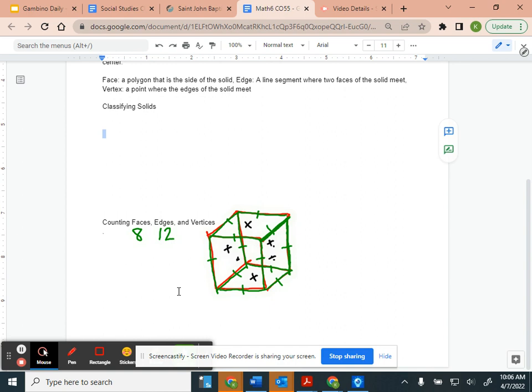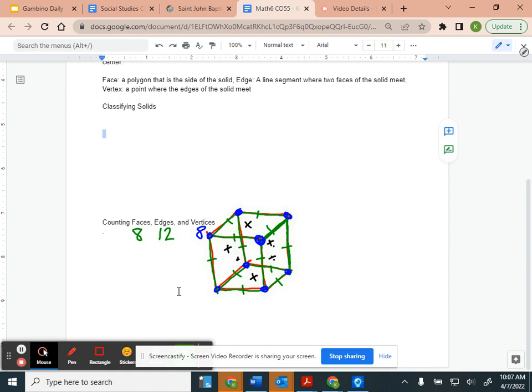Our last one are the vertices. What are the vertices, Zoe? Where the edges meet. Yep. So what do we call where the edges meet? The corners. So it's where the edges meet, which are the corners. So how many vertices are there, Zoe? Let's check and see. 1, 2, 3, 4, 5, 6, 7, 8. So there are 8 vertices.